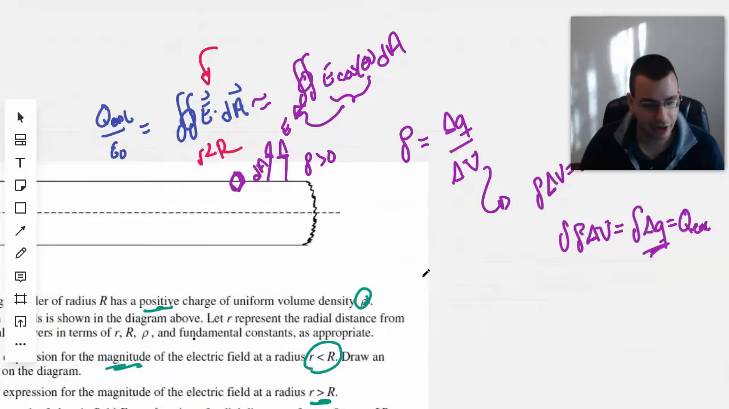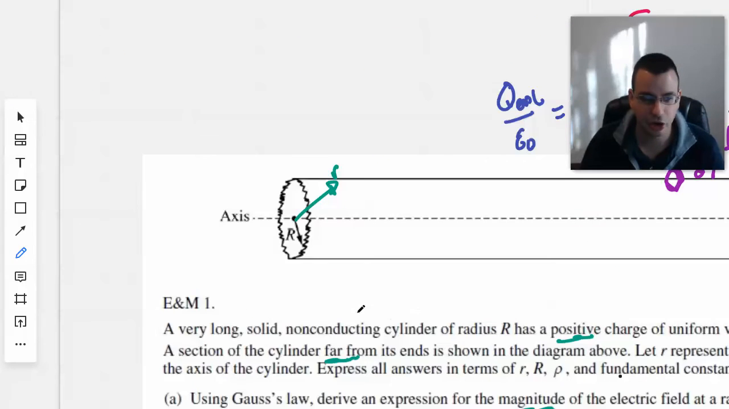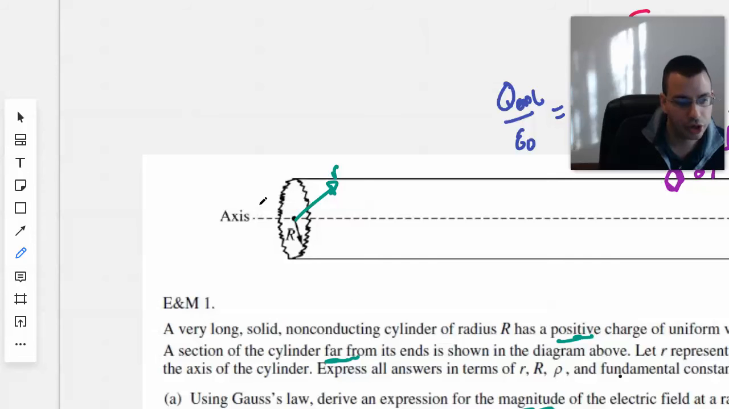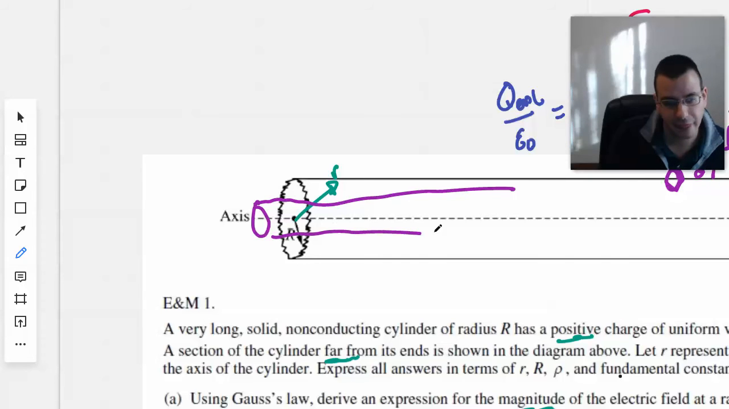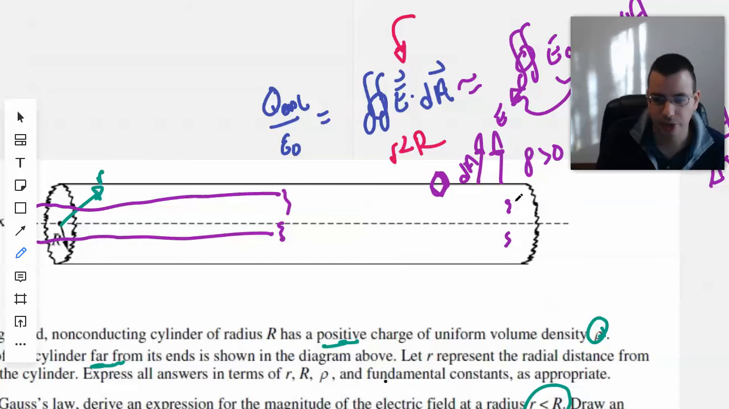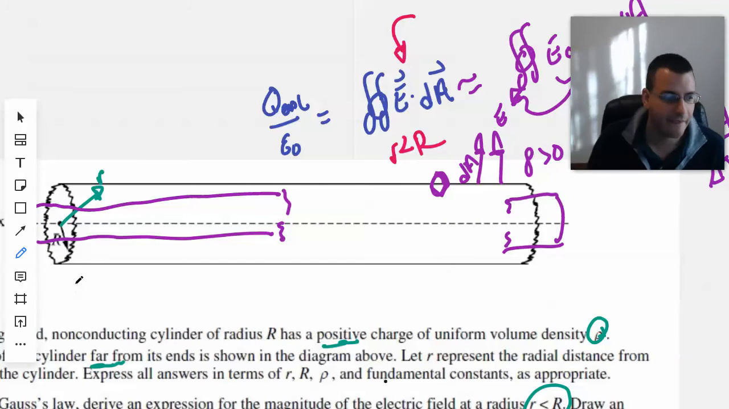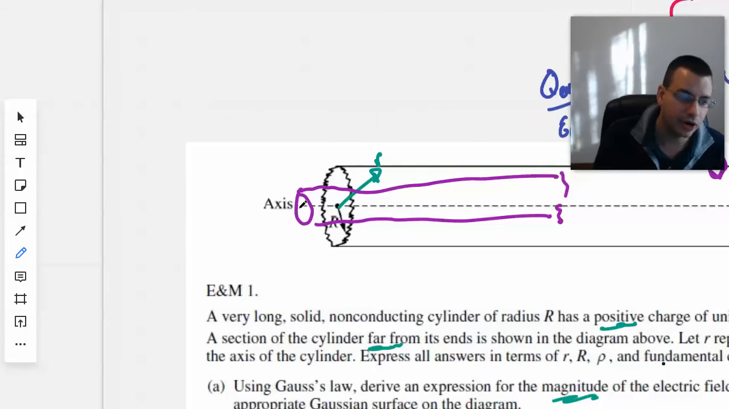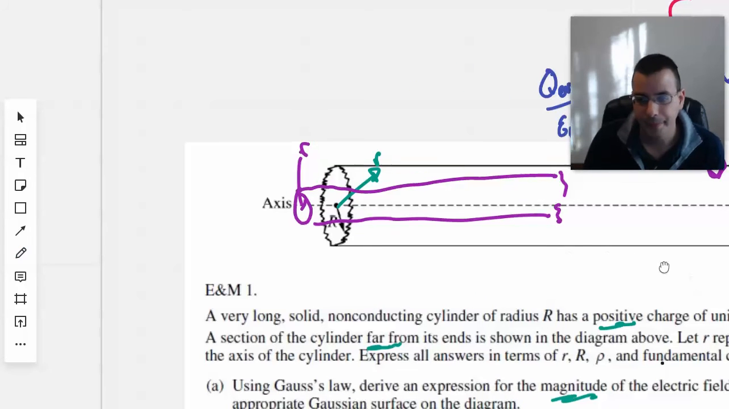Then our Gaussian surface for this, since we're looking for small r less than big R, we're going to do a Gaussian surface like this. Now draw a squiggly line, and probably do it the other side too. Squiggly line, and like this. Where right there is r.